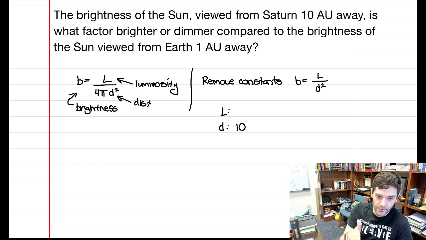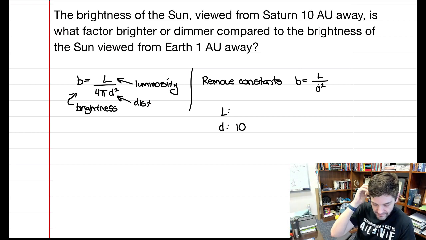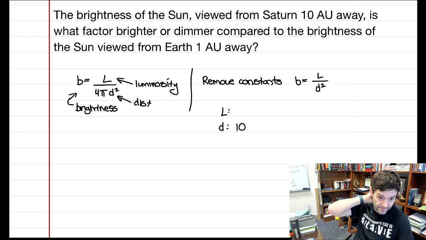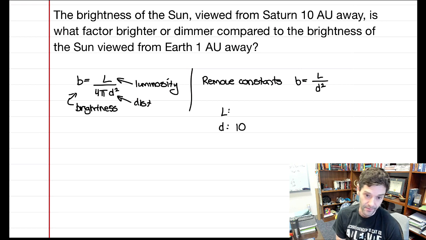When I'm comparing Earth to Saturn, now you might say, why is it 10 and not 1/10? Well, it could be 1/10 if you're comparing Saturn to Earth, right? What's the brightness of Saturn compared to Earth? Where here we're doing Earth compared to Saturn. So Saturn is 10 times farther away in this case.